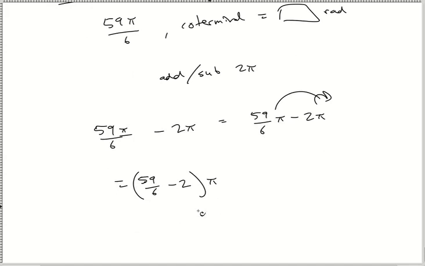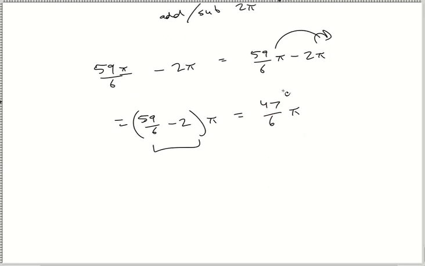Okay. Can I do this on the calculator? Yes. 59 divided by 6, then minus 2, enter. And I got 47 over 6. And now pi. And the same thing. Is that between 0 and 2 pi?